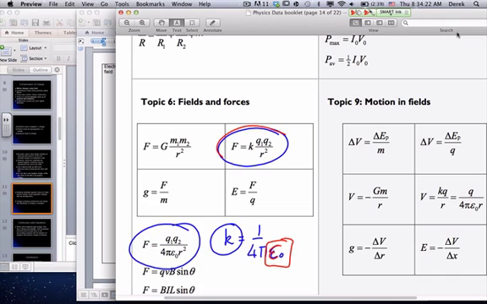Generally we always use this formula over here unless we are dealing with another material where this E0 is actually changing. But 1 over 4 pi E0 is equal to K.